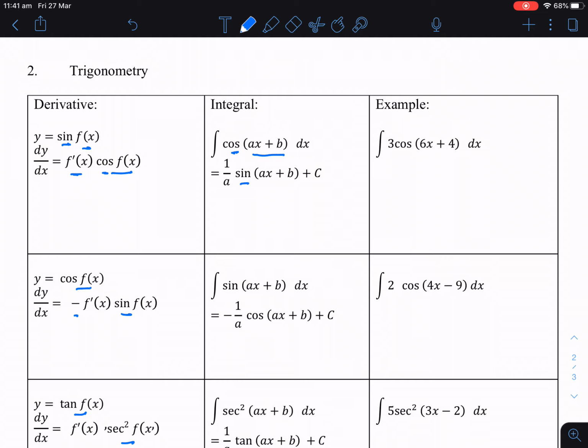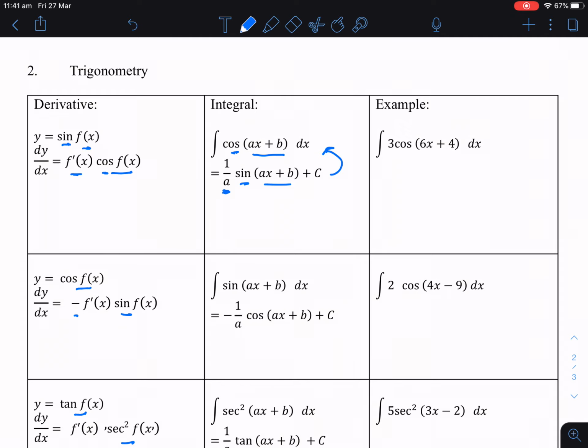So cosine integrates to sine, and then the ax plus b part there will just become the 1 on a. So again, if we want to go back this way, we would derive it. So deriving sine becomes cosine, and we'd multiply by the derivative of ax plus b, which would be a, multiplied by the 1 on a, and that would give us 1 out the front.